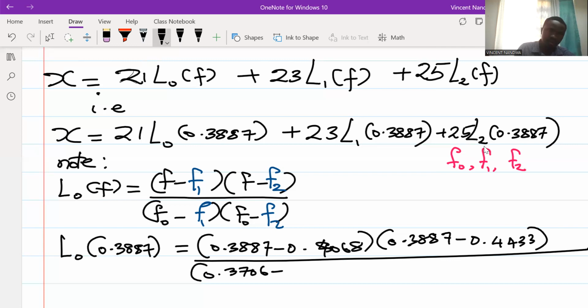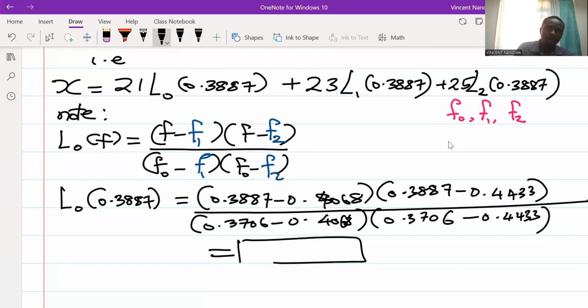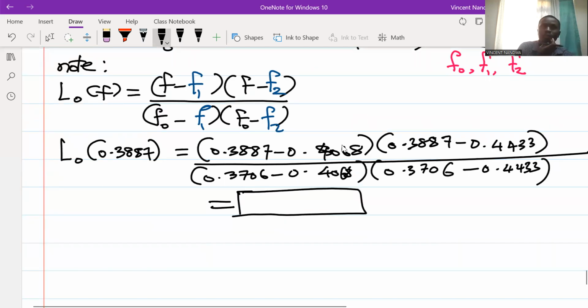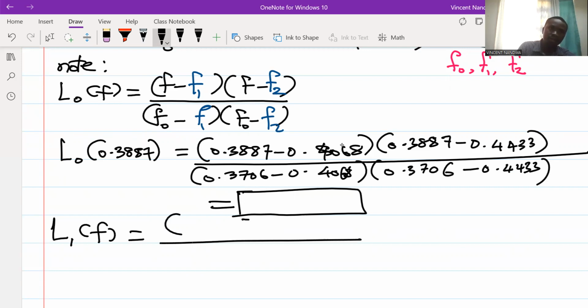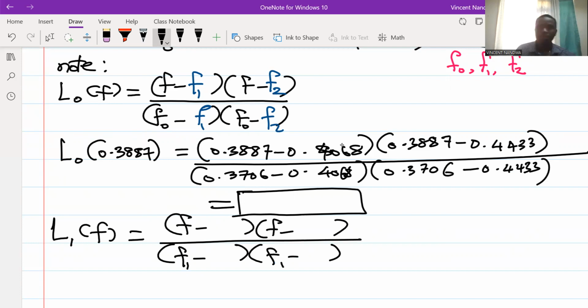Correct. So there's always symmetry here. And then 0.3706 minus 0.4433. And then you will use your calculator to get a number for this L naught. Give this space, I will solve and fill in that space. And then what will be L1 of F? We know that we require two brackets. So we'll have F minus, then this will be F1 minus, F1 minus.